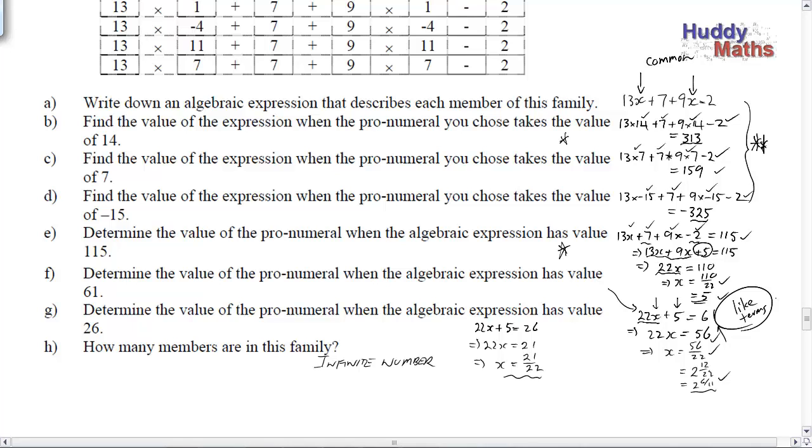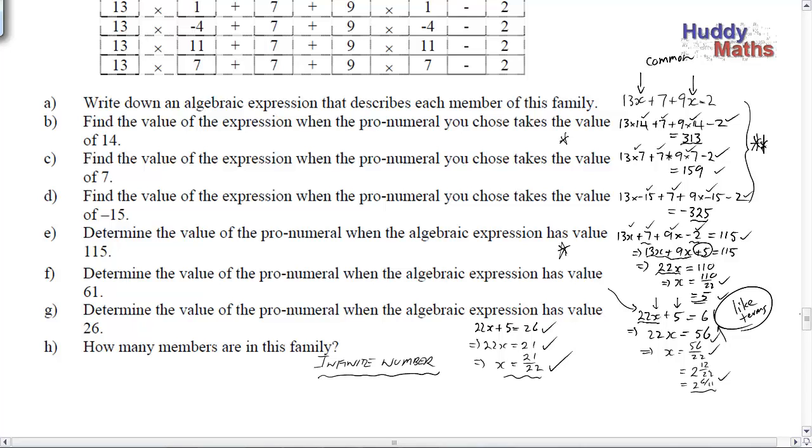Cancel it down. What about this one, when it equals 26? Take away 5, you get 21, and you get the number 21 over 22 here. So there's some strange numbers we could have in Xland for that variable x. And we could restrict it to integers, but if we have all the possible numbers, there's going to be an infinite number of members of this family.